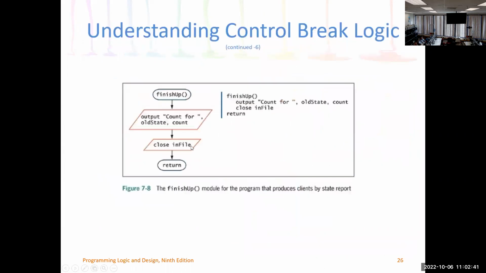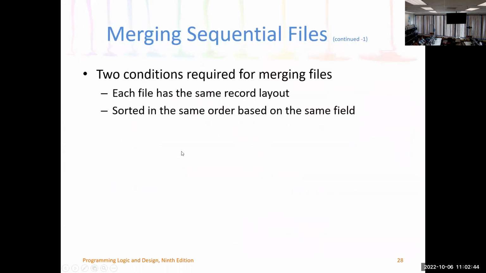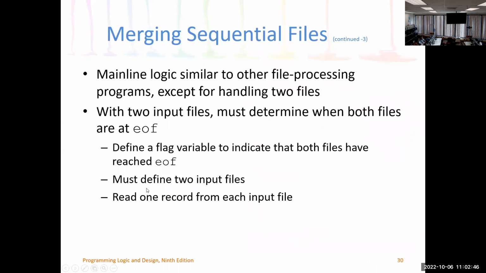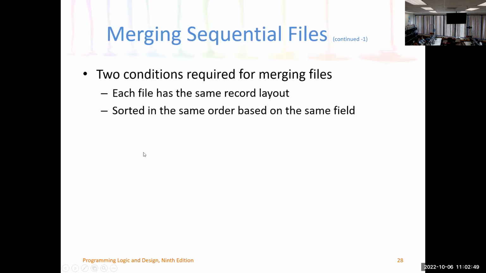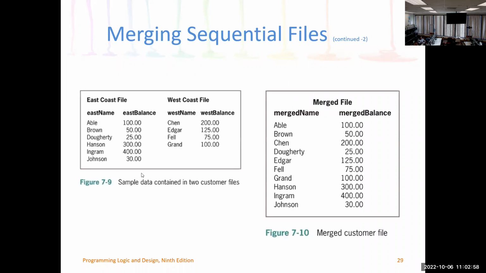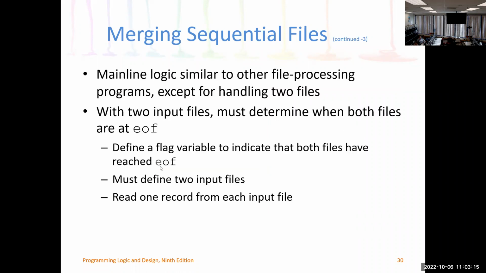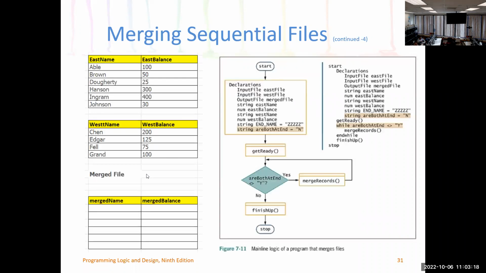Now the third one is merging them together. Remember that if you want to merge them together, they must be in the same record layout, and they must be sorted in the same order based on the same field. Think about this one. You have two files here. The first one stores employees in the east, and the other stores all of the employees in the west, and you can see they are already sorted alphabetically by name. So now if you want to merge them together, you need to accept the two files, and you want to write into a new file here.